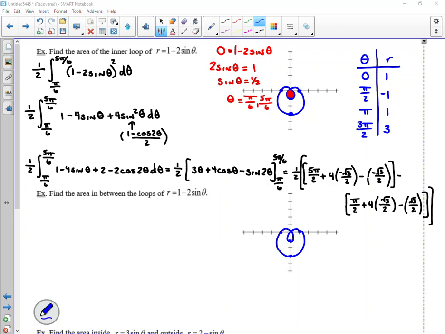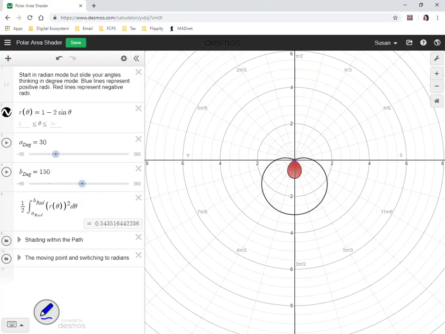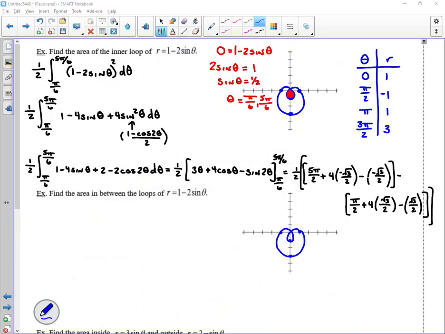Wait, for this one, could you just do 0 to pi over 6 and then 5 pi over 6 to 2 pi and add some intervals? Yes, but an even easier way. Hold on, what does it mean, area in between the loops? It means the area that isn't the loop, like a donut.